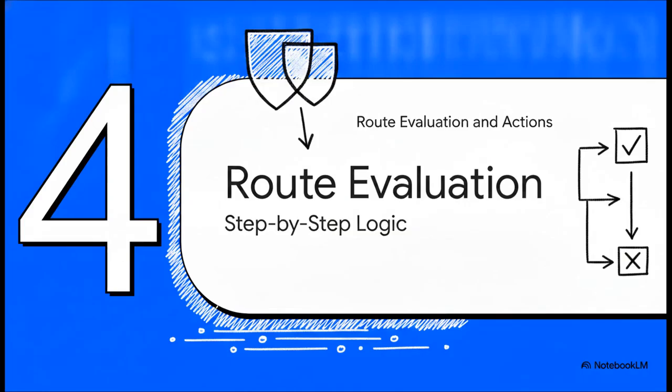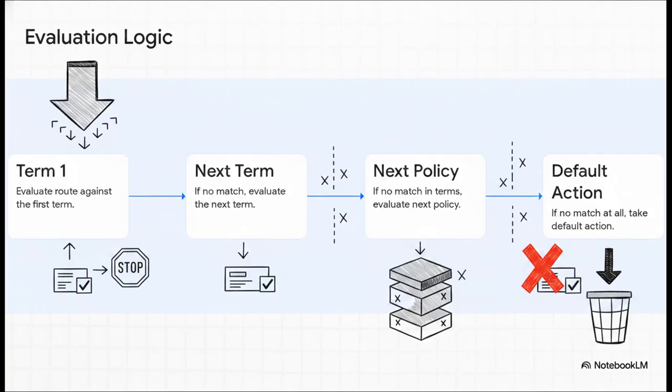Which brings us to Section 4, route evaluation and actions. So what exactly happens when a route steps up to your custom bouncer? Well, Junos evaluates policies in a really strict top-down systematic progression. When a route hits a policy, it's evaluated against the very first term. If the route matches the conditions of that specific term, the router immediately takes the specified action, like accept or reject, and boom, the evaluation stops right there.